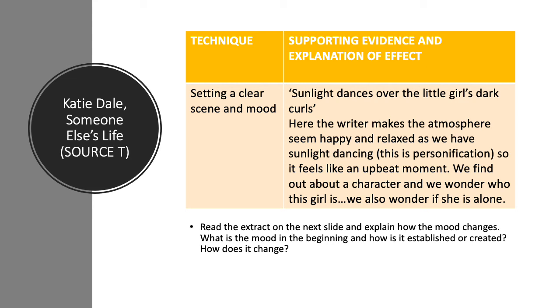So if you were asked the question, what has the writer done in the beginning? Well, they've created an atmosphere. It's quite a relaxed one. It's quite happy. It's positive. They've used personification to show sunlight dancing over this little girl. We know there's a little girl. We've been introduced to a character. Why have they done that? Well, it makes us wonder who it is. We wonder if she's alone, and so on and so forth. So this is the kind of thing you're going to do. You're going to pick a sentence or two and explain how the writer has either kept that atmosphere going or changed it. All right, so have a go and fill in your answers in the form.